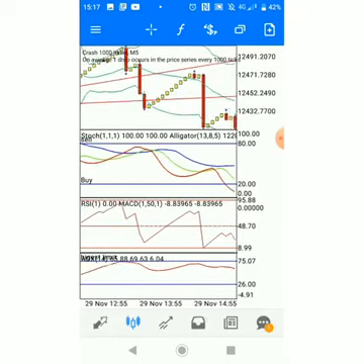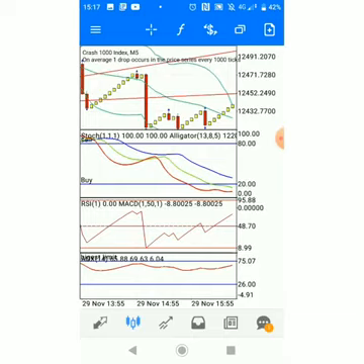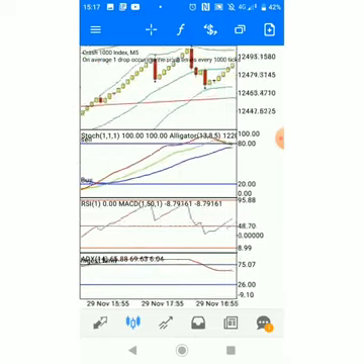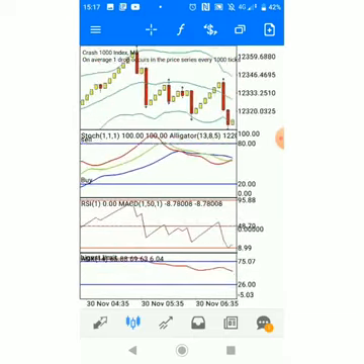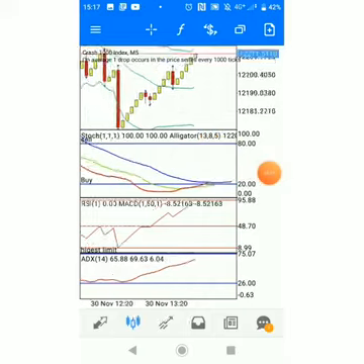Now the strategy says, looking at the alligator, the red, green and blue line, when it comes from this level up, down, it has no option but to go back up. When it goes up, it has no option but to come down. Let's take a look at it.